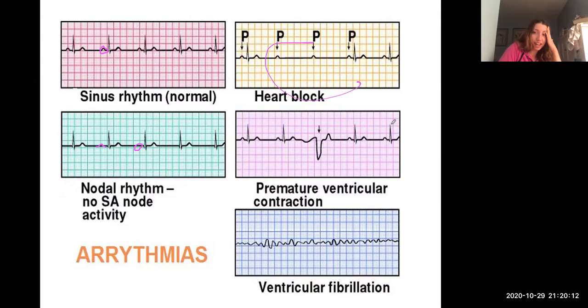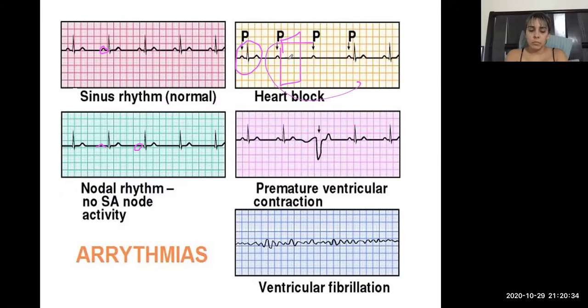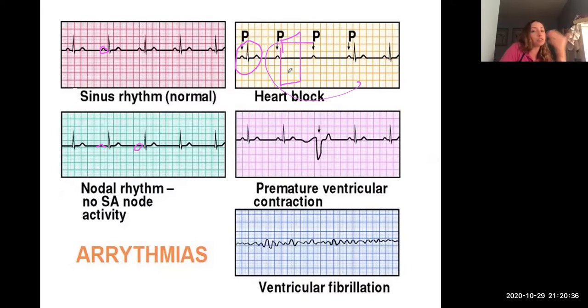But this, I guess right here, is just showing you that there's a block in the AV node because there's no ventricle contraction. And sometimes it gets through, sometimes it doesn't. Because you see right here, this is normal. So it gets through, but the P wave sends off through the AV node, but it doesn't go anywhere. It just can't even get there because there's a block.